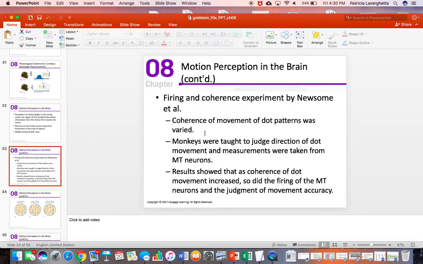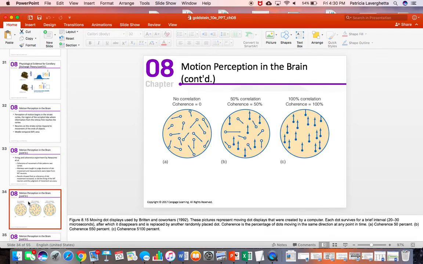And what they found, to make a long story short here, is they trained monkeys to judge the movement of these dots, which are shown here. And the monkeys would look at a screen, and basically, if they got the answer correct, they would get food. Because that's why they would do the task.